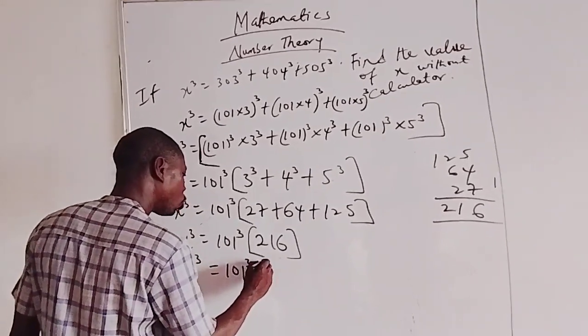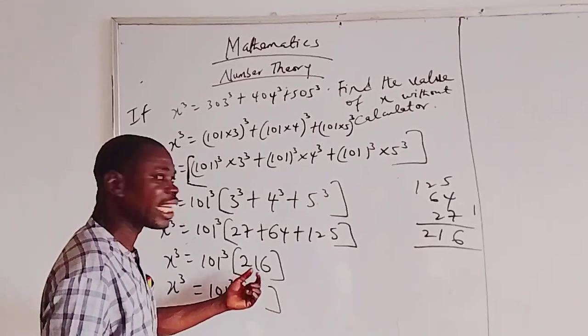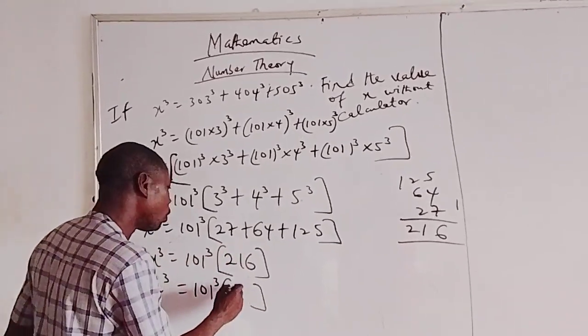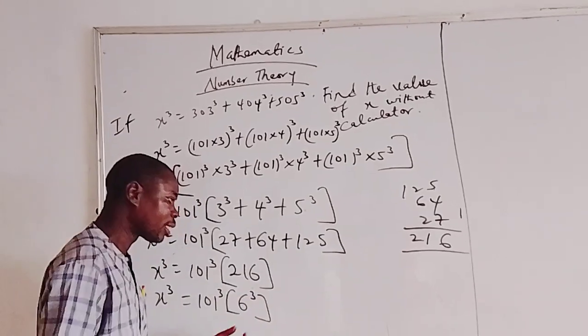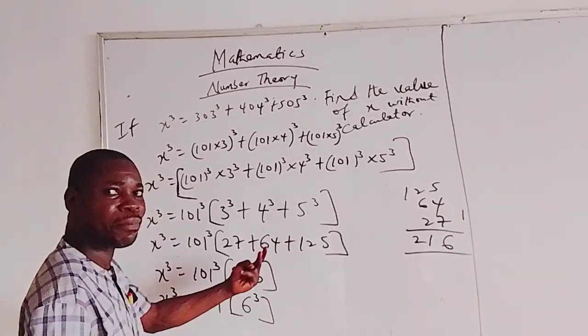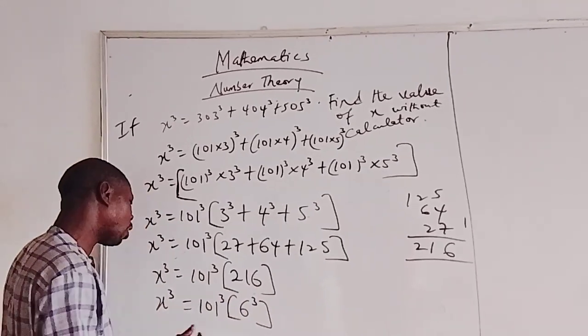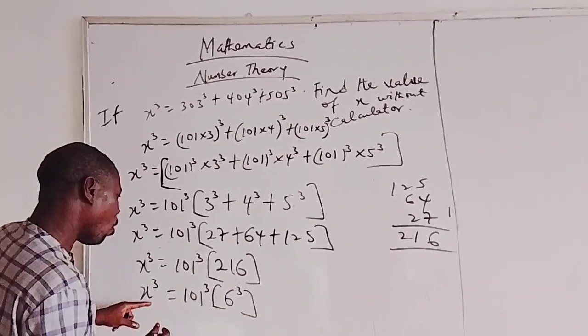of 3 into the parentheses of, now 216 can be written as a cubic power. So if you raise 6 to the power of 3, it gives us 216. 6 times 6 is 36. 36 multiplied by 6 is equal to 216. So what does that imply? How do we find the value of x?